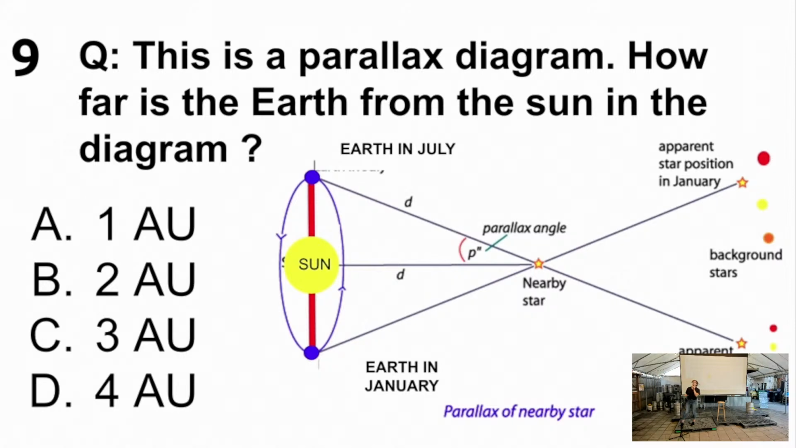And the answers are A, 1 AU, B, 2 AU, C, 3 AU, or D, 4 AU, where AU stands for astronomical units.